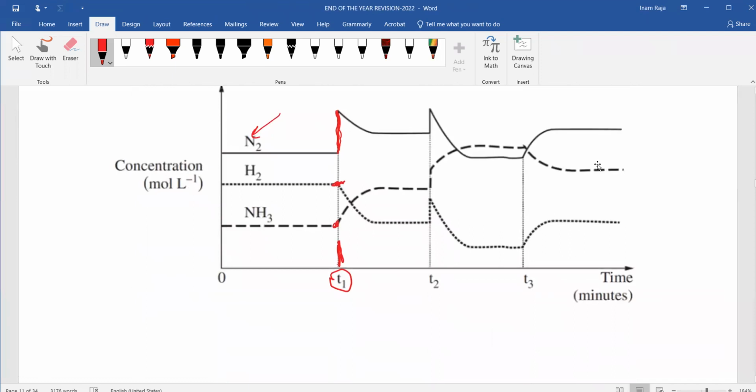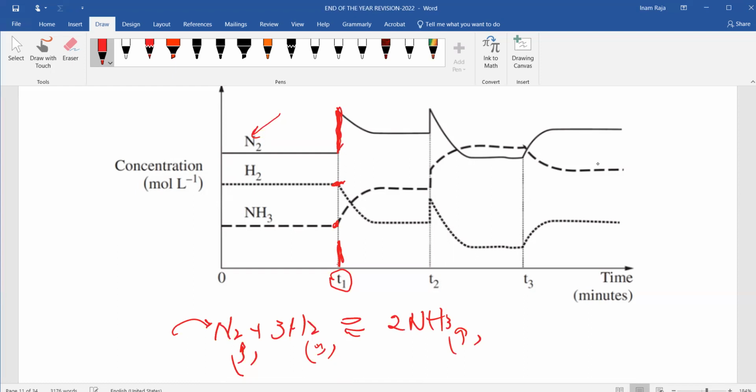Let's see what's happening. There are 3 times. The reaction is N2 plus 3H2 giving 2NH3, which is balanced, all gases. At time 1, N2 was added, so on that vertical line you see there was a change. Because N2 was increased, to decrease its concentration the reaction will go forward and make more NH3, which means NH3 will increase. That's why NH3 is increasing but slowly. And to make NH3 it has to use H2 with it, so that's why H2 is going down.